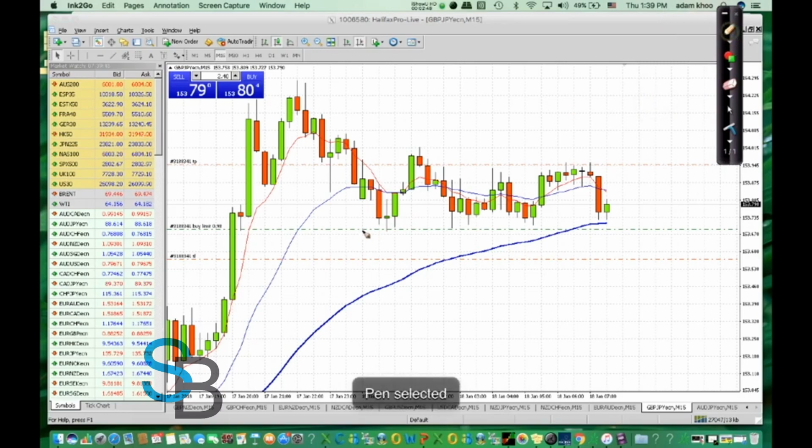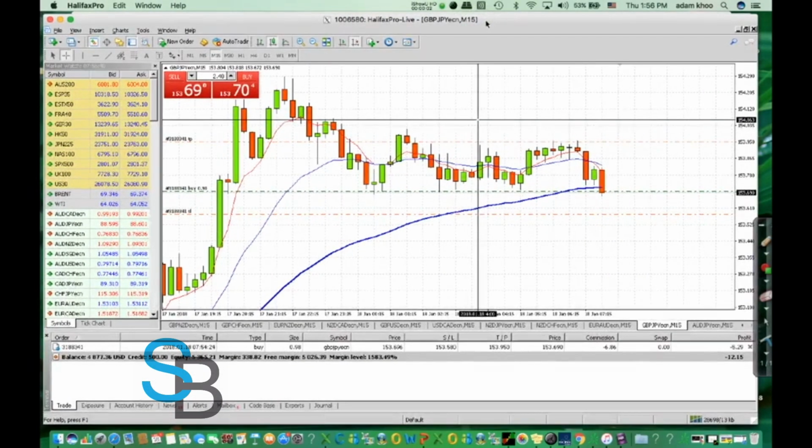Okay, so again, notice that this support has been tested once, twice, 3 times. So there's a support that's been tested 3 times, so it is a reasonably strong support with the 50 moving average as an additional support, right? And the stop loss is below the 50 moving average. That gives it a bit more protection. All right, so let's see what happens. Does the order get filled?